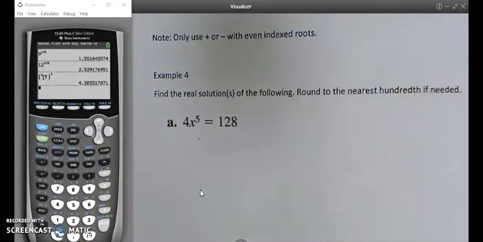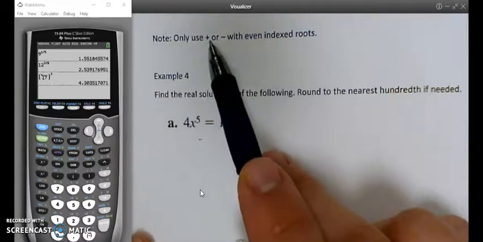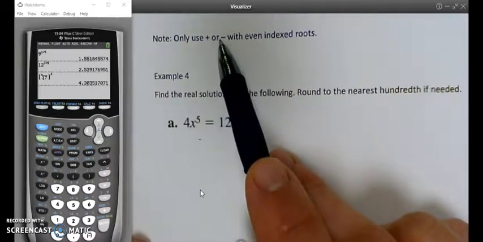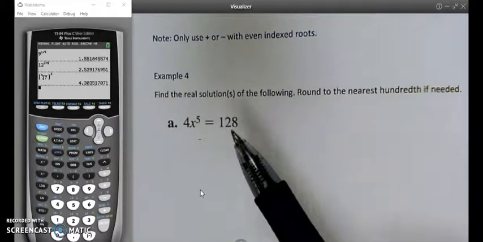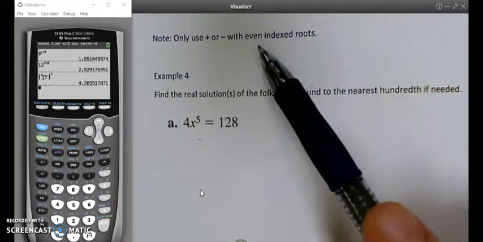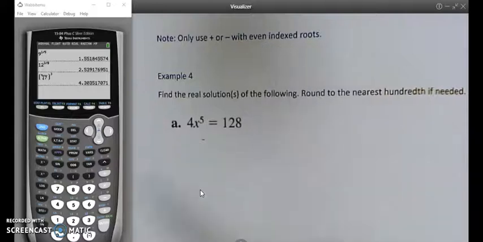All right, on this example 4, what you're going to see is an equation. Now, I did make a note here. I made a big emphasis on quadratics that you're supposed to do the plus or minus square root. Well, that's because it was a square root and the index was even. Now, what you have to consider is you'll only do that plus or minus when the index is even. If the index is odd, you're not going to do plus or minus.